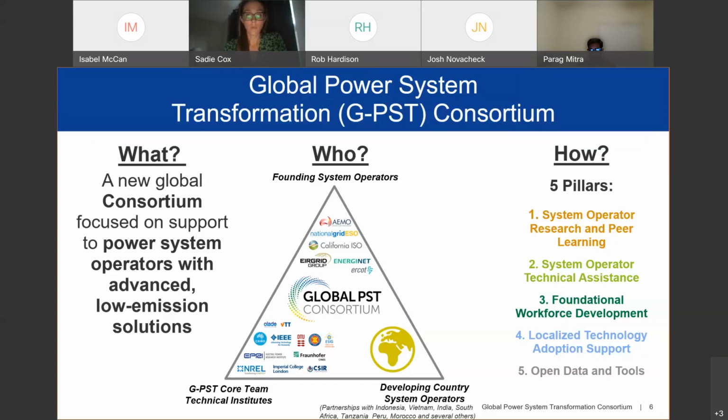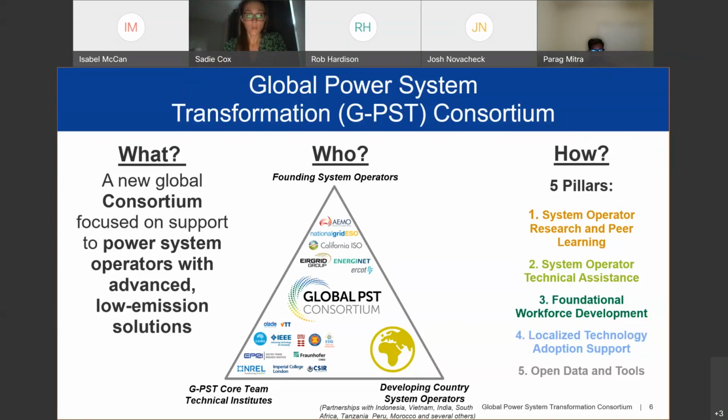So through the G-PST, we're working with many partners across many regions around the world. And on this graphic in the middle of the slide, you see our partners laid out. So we have our founding system operators, or what we call our FSOs, which includes California ISO, AEMO in Australia, National Grid in the UK, EirGrid in Ireland, Energinet in Denmark, and ERCOT in Texas in the United States. And they're really focused on coming together to identify the most cutting edge research areas and related R&D investments required to reach very high VRE, as well as working with peer system operators all around the world to support them in scaling up RE integration.